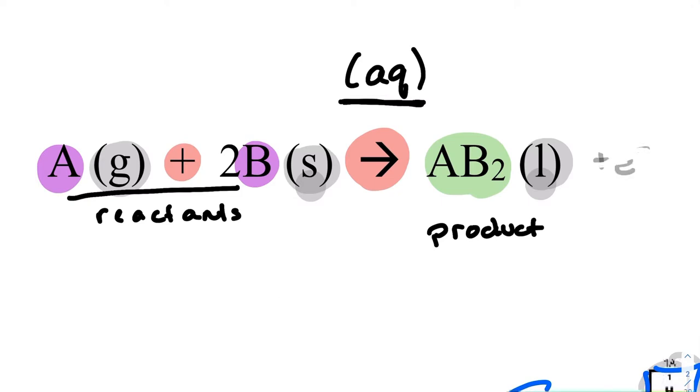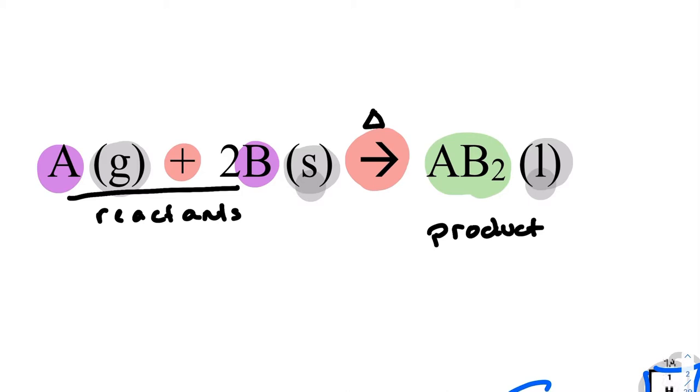Lastly, every once in a while, you might see something on top of the arrow. You might see like a little triangle. That means heat. You won't be tested on that, but just don't let it freak you out if you see something on top of the arrow. Sometimes reaction conditions are given there. It's like giving someone a few more details about a reaction.